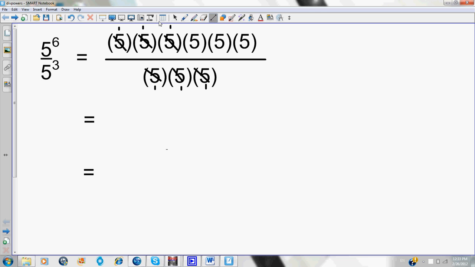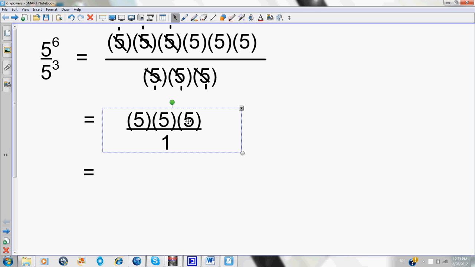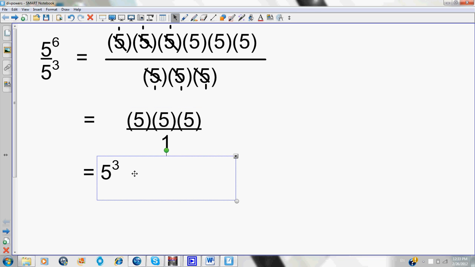So what we have left are these 1 times 1, which is 1, times these 3 right here, which will give us 5 times 5 times 5 over 1 times 1 times 1, which is 1. And when you have 5 multiplied by itself 3 times, what you have is 5 to the 3rd. Now, how did we go from 5 to the 6th over 5 to the 3rd to 5 to the 3rd?